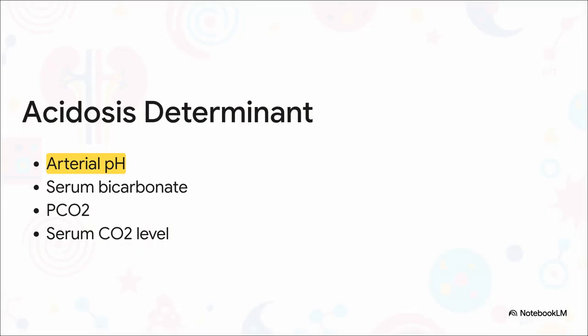Question 24 asks a fundamental question. What is the absolute best determinant of whether a patient has a metabolic acidosis versus an alkalosis? The definitive answer is A, arterial pH. Look, things like serum bicarbonate, partial pressure of carbon dioxide, and the patient's clinical history, they can all give you strong hints. But direct measurement of the arterial pH, that is literally the only value that objectively confirms whether the patient's overall systemic state is acidemic or alkalemic.